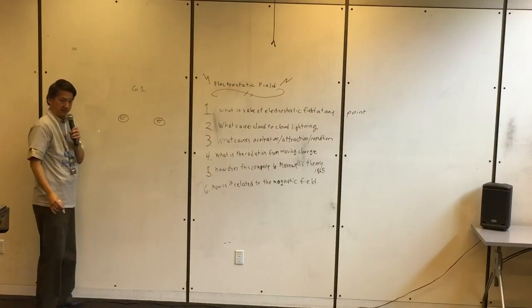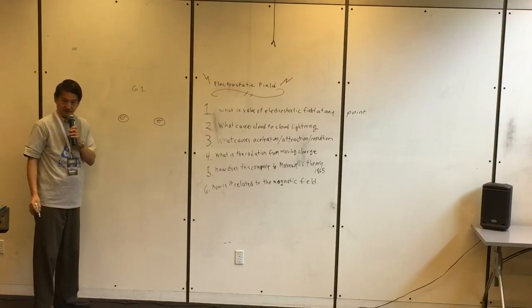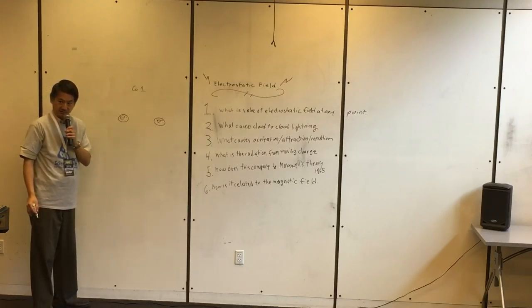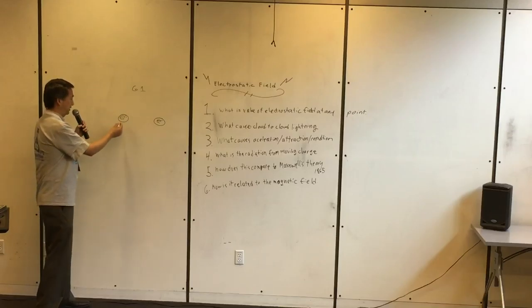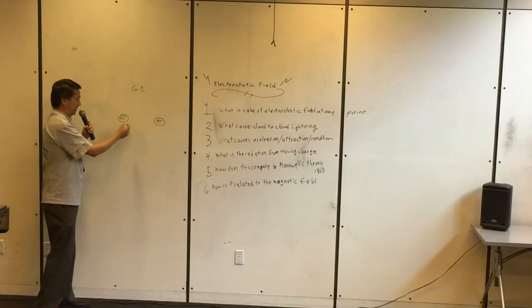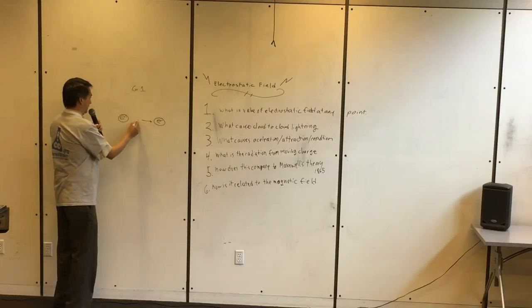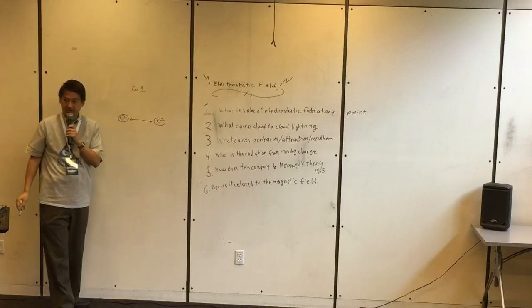Okay, so let's take the basic case here. You have two electrons. So where would the G1s be? They are the electrons. Here, for the discussion, let's throw out G1 and call it electron, but it does not have charge, okay?